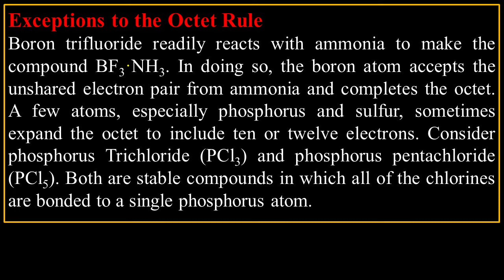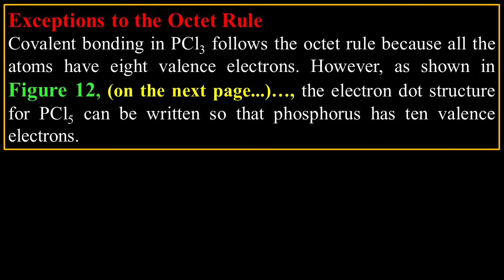You're also going to see xenon tetrafluoride, where you're going to have more than 8 electrons on the xenon. So there's going to be some weird stuff. Covalent bonding in phosphorus trichloride follows the octet rule because all the atoms have 8 valence electrons. However, as shown in figure 12 on the next page, the electron dot structures for phosphorus pentachloride can be written so that the phosphorus has 10 valence electrons.